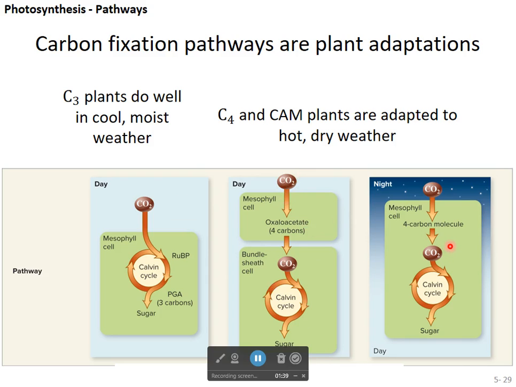CAM plants do things even differently. They do the entire carbon reaction at night. So they don't actually need to open the stroma at all during the day. So they don't need to dry out.